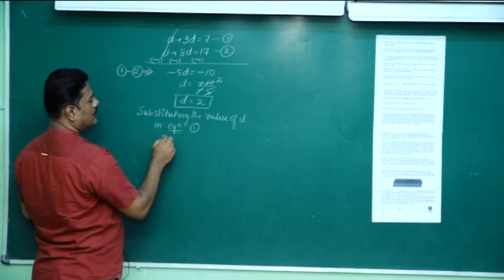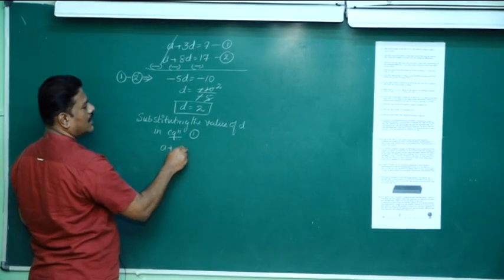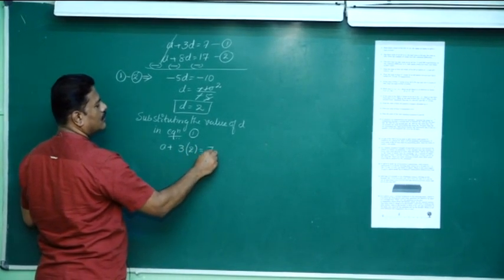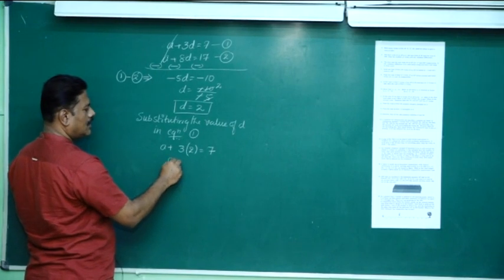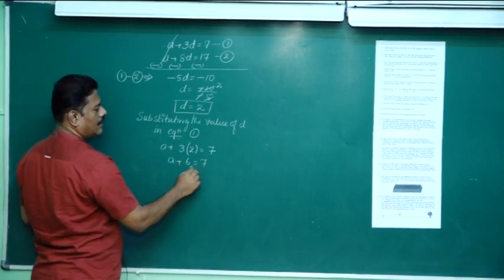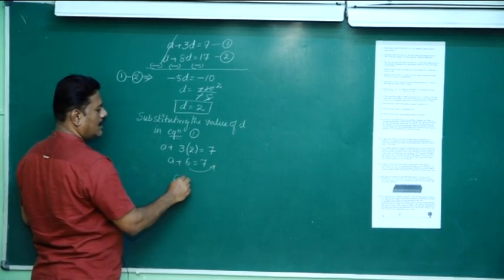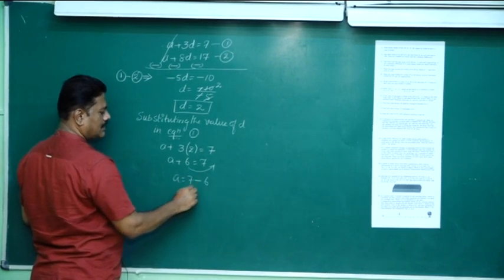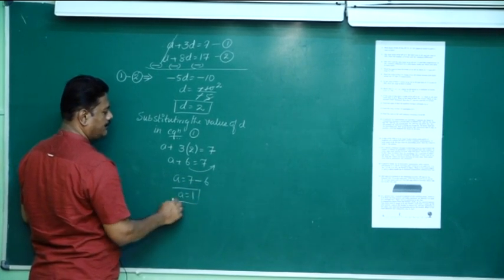What is equation 1? a + 3d = 7. Here d is 2. What are 3 2s? 6. Now this 6 will go there. So a is equal to 7 minus 6. a is equal to 1.